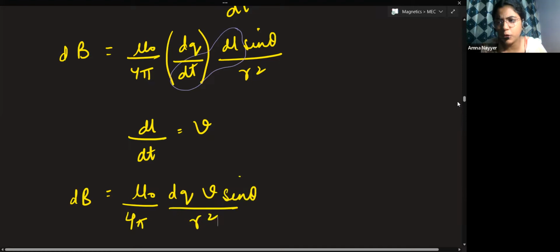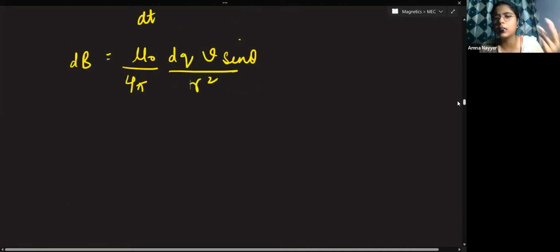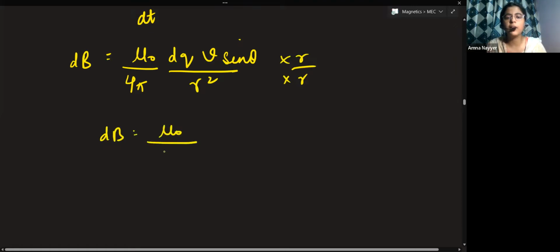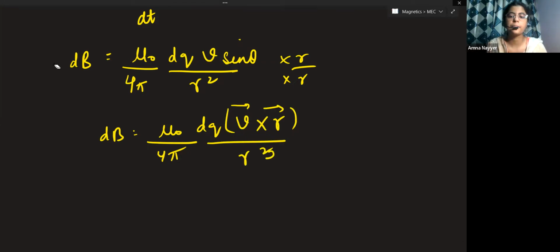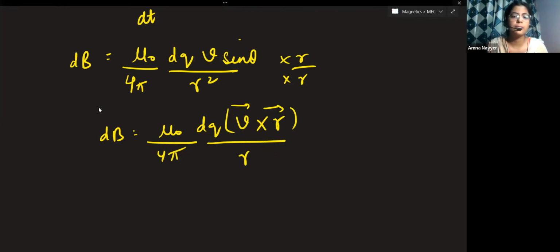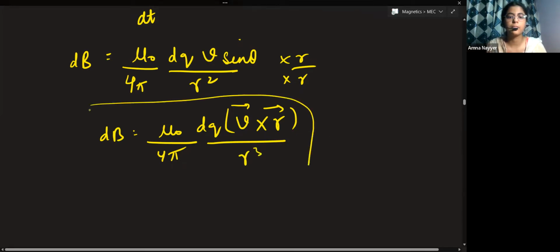And in vector form, I have told you, just divide and multiply the numerator and the denominator with r. Then dB will be equal to mu naught by 4 pi dq, r and v sine theta. Cross product, remember we discussed it in the last class on Tuesday, before ending the class. So this becomes v cross r divided by r cube. This is it.